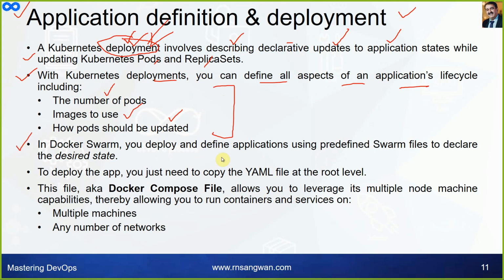In Docker Swarm, you deploy and define applications using predefined Docker Swarm files to declare the desired state. To deploy the app, you just need to copy the YML file at a root level. This file, also known as a Docker Compose file, allows you to leverage its multiple node machine capabilities, thereby allowing you to run containers and services on multiple machines and any number of networks.